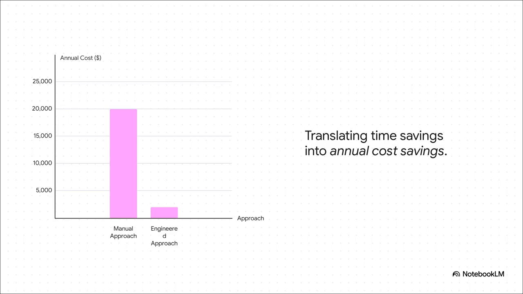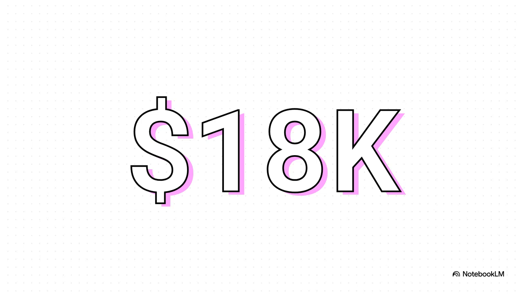Now let's translate that time into actual money. Using a pretty standard engineering salary, that 260 hours of manual work cost your company about $20,000 a year. And the 25 hours of maintenance on the automated system? A mere $2,000. The visual here, it tells the entire story. It's not even close. And that brings us to the bottom line. For this one single control, CC 6.1, you are saving $18,000 every single year starting in year 2.